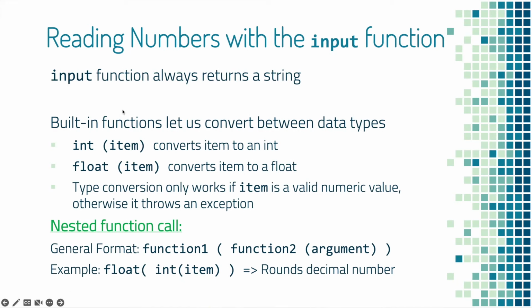Now, the input function only returns a string. So if we want to make sure it's a number or a decimal, because different operations work differently on different data types, we need to make sure we use what's called a cast or a convert function to convert it to an int or a float.